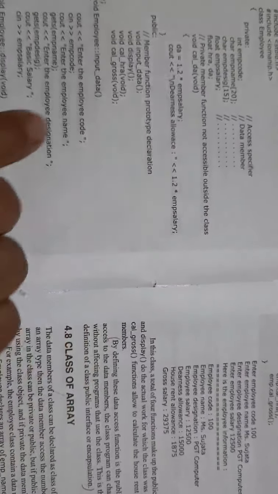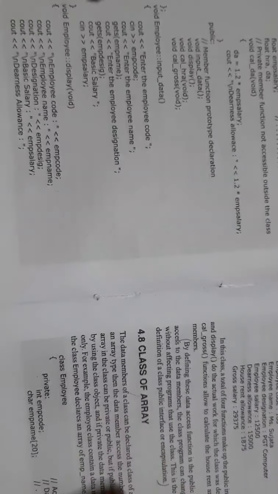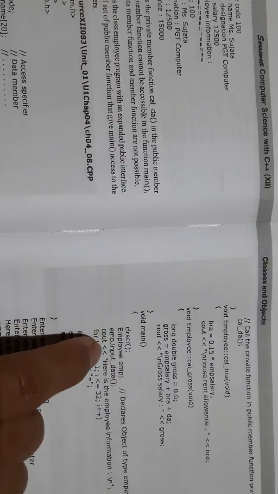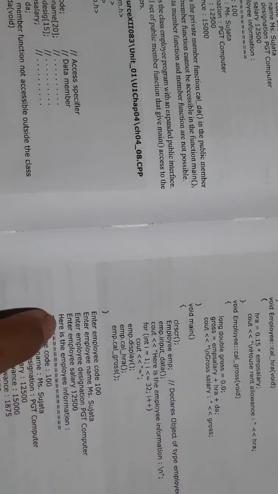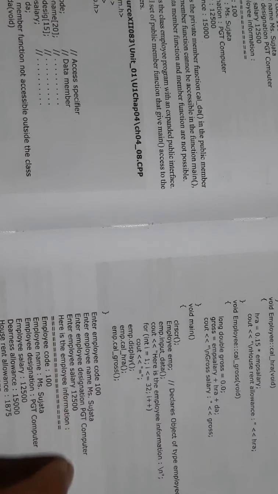So if you see the output structure, in this case, enter employee code, enter employee name. This is your first function body, that is the input data. After that again, when you come back to the main, cout, here is the employee information, right? So this one, here's the employee information, the for loop, cout equals to, so if you count this, it will be 32 times. This equal to will go on 32 times, and after that, emb display.